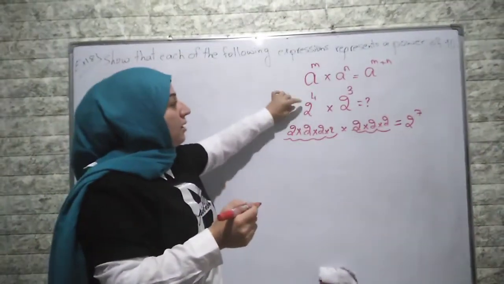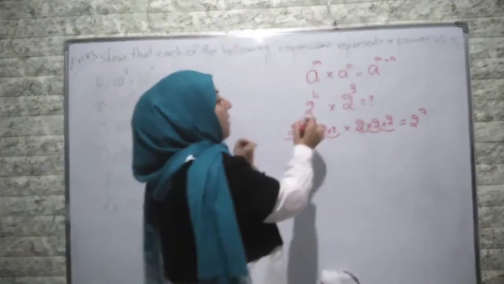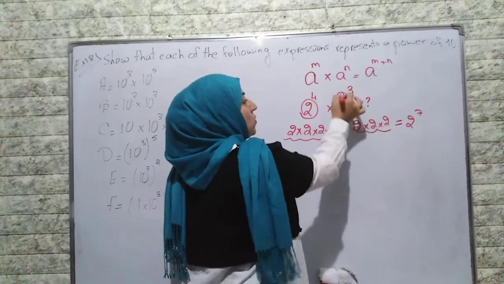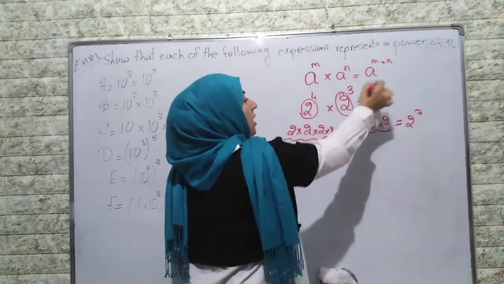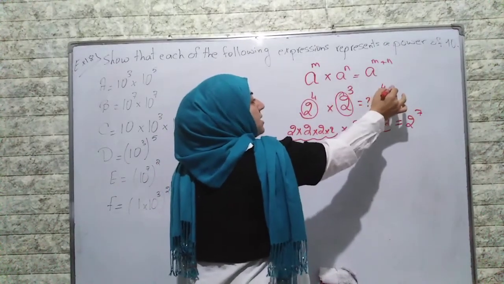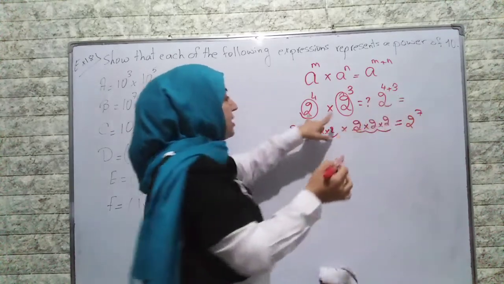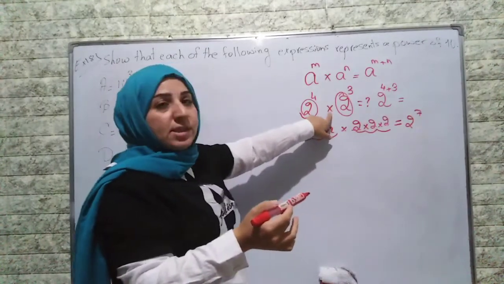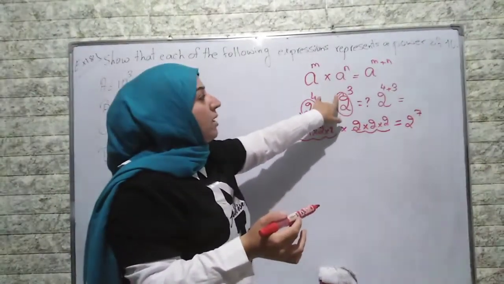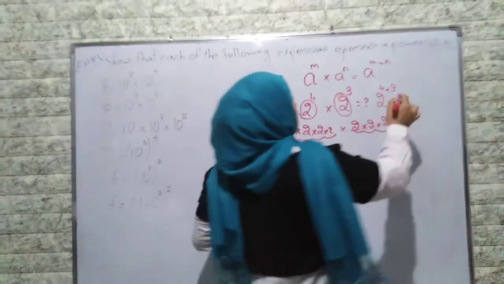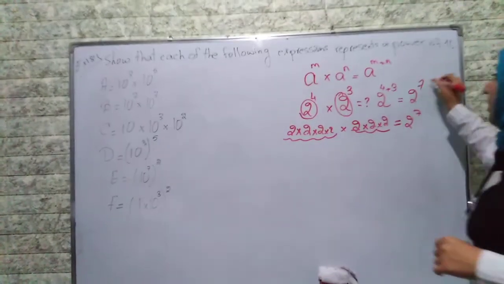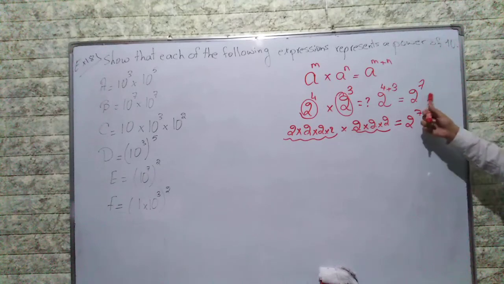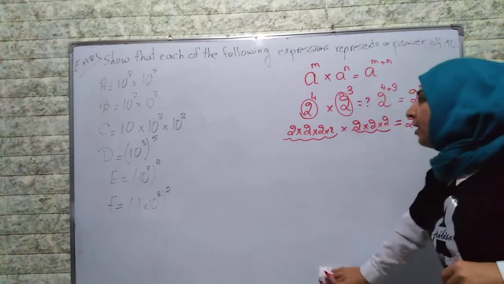Okay, we can directly use our rule here. We have the same base, which is 2, so we should write 2. Above, we have to write 4 plus 3. Since we have the same base, with a multiplication sign between them, I have to add the powers. So it's 2 to the power 7. Okay, here is where our rule came from.